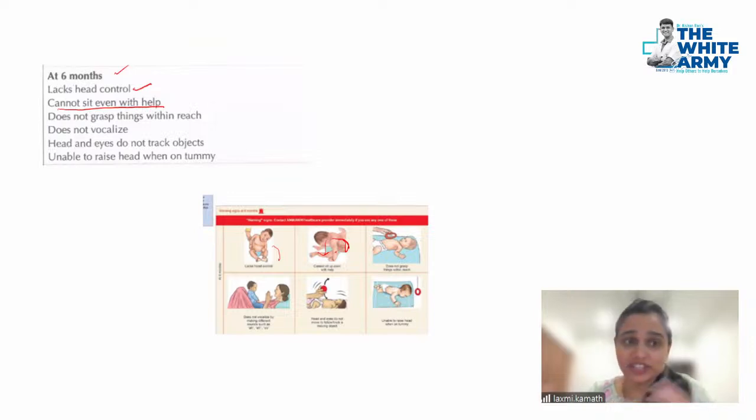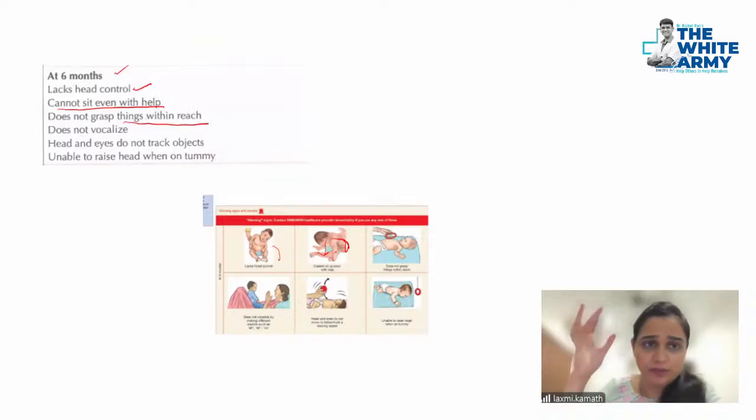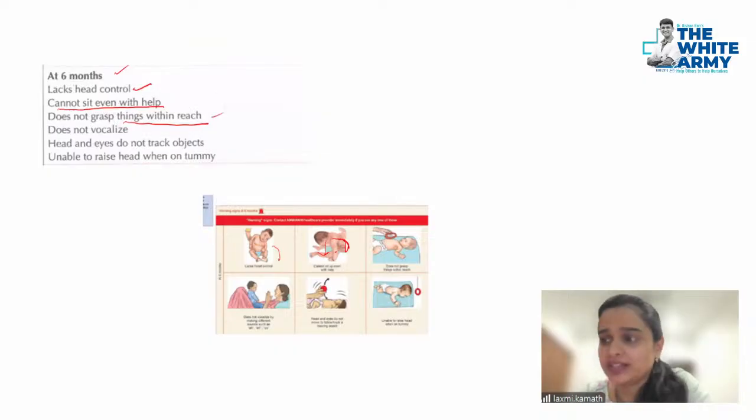So at 6 months, the child also will have a bidextrous approach. In fact, unidextrous grasp and transfer of objects starts at 6 months. So if that is also not achieved, the child does not grasp things within reach, has no interest to reach for the objects, probably talking about the gross motor, that is the muscle tone of the child. So that is also a red flag sign.